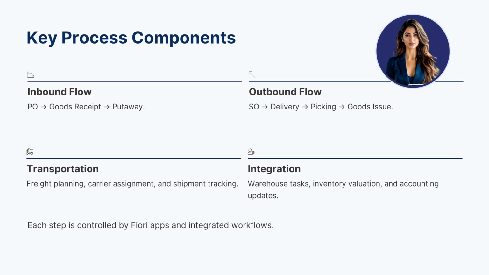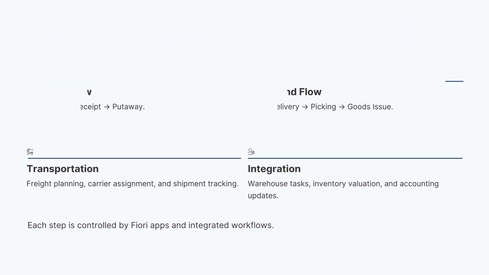Key process components. The logistics lifecycle is built on 4 key areas. First, inbound flow, from purchase order to goods receipt and putaway. Second, outbound flow, from sales order to delivery, picking, and goods issue. Third, transportation, for freight planning and shipment execution. And fourth, integration, ensuring IM, EWM, and finance stay perfectly synchronized.